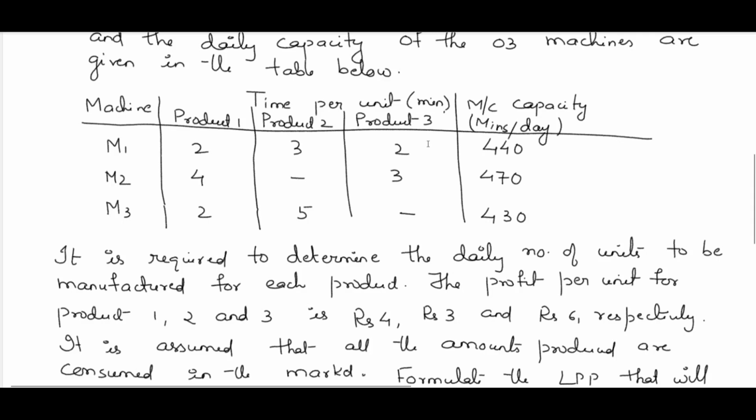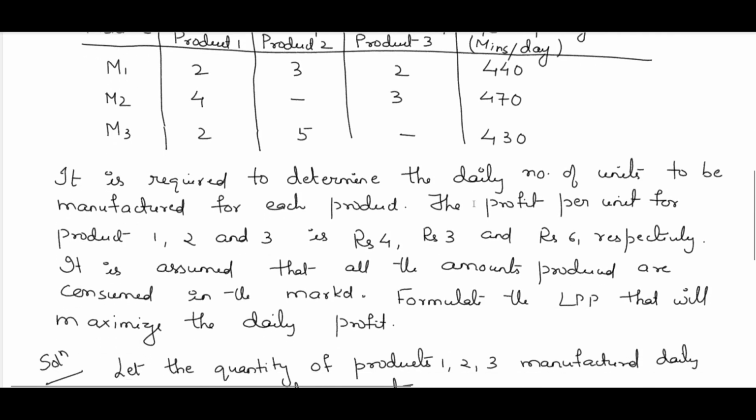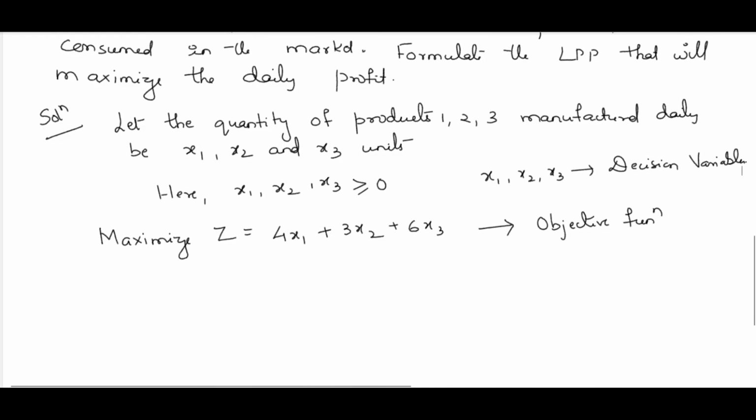And what is the limitation? It should not exceed 440. That means it should be either equal to or less than 440, because the maximum capacity of machine M1 is 440 minutes per day. So now, after maximize Z, we used to write down what is the limitation. Constraint means limitation, subject to constraints.